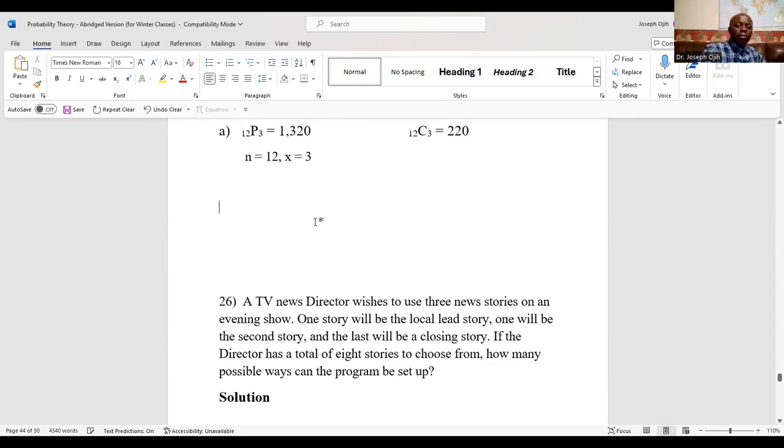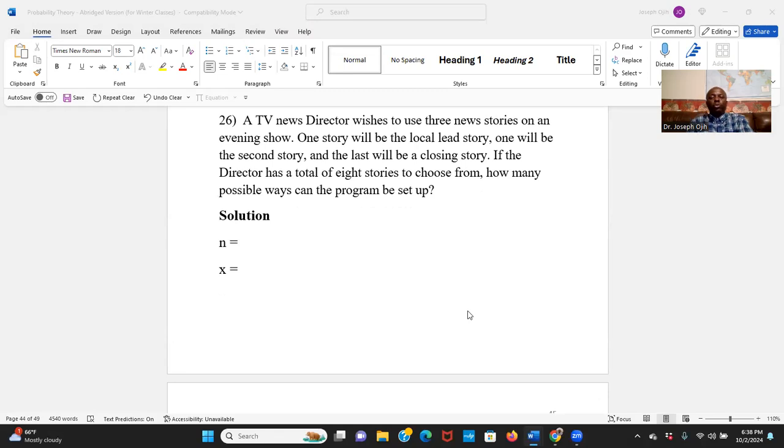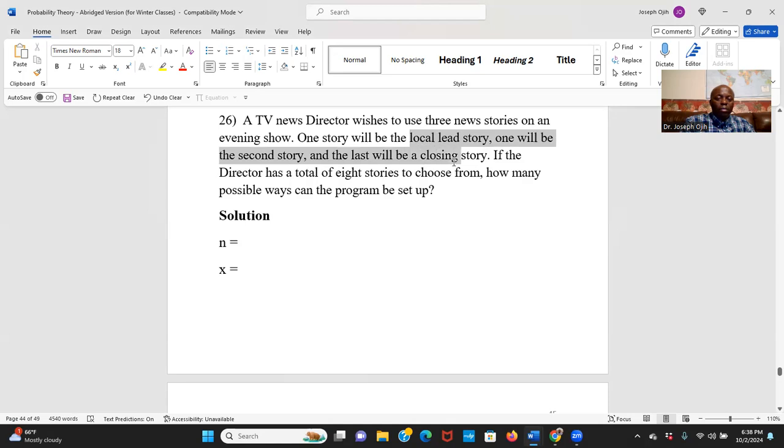It says here that a TV news director wishes to use 3 news stories on an evening show. One story will be the local lead story, one will be the second story, and the last will be the closing story. You can see that there's a specific order: local lead story, second story, and the closing story. Which means that's where you can use permutation.